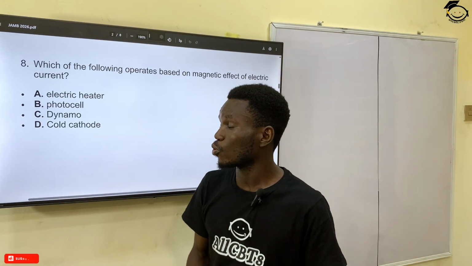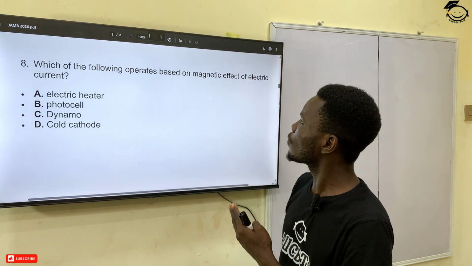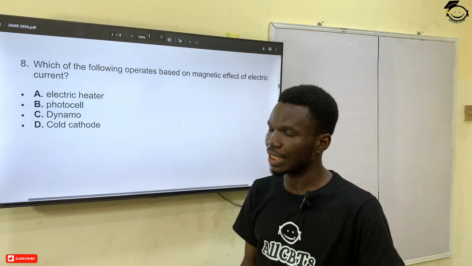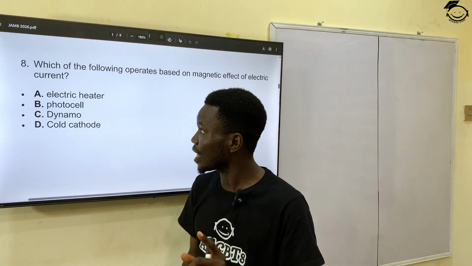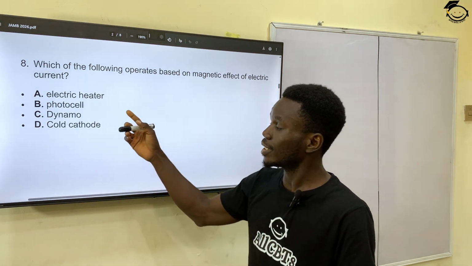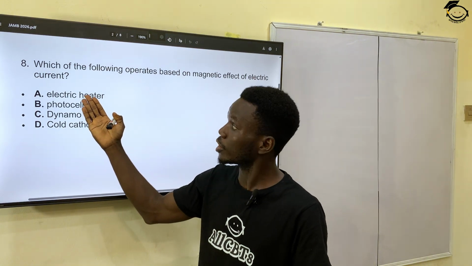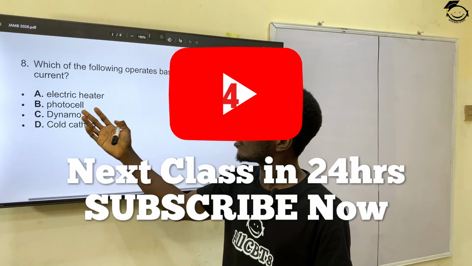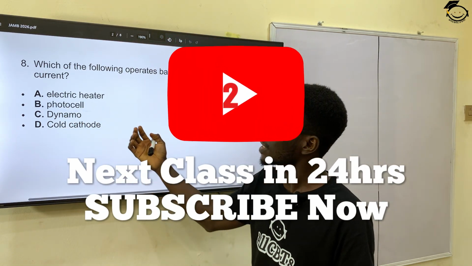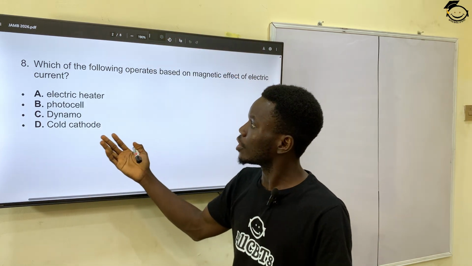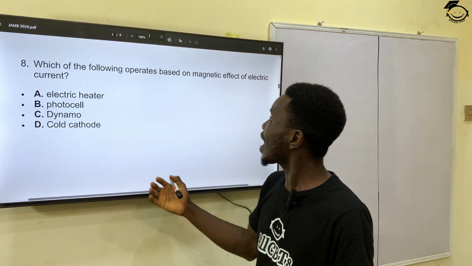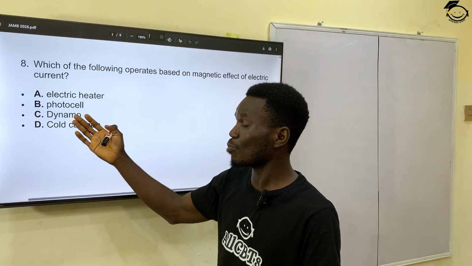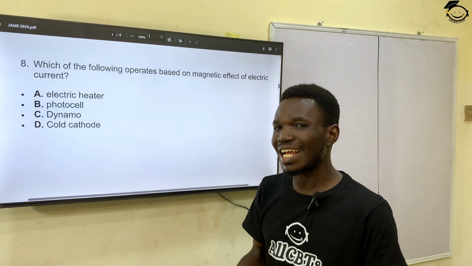That is also question number 8, which says, which of the following operates based on magnetic effect of electric current? Your electric heater uses electric energy and converts it to heat energy. Your photocell uses light and converts it to electrical energy. Your dynamo converts magnetic energy, or electromagnetic energy, and converts it to electric energy.